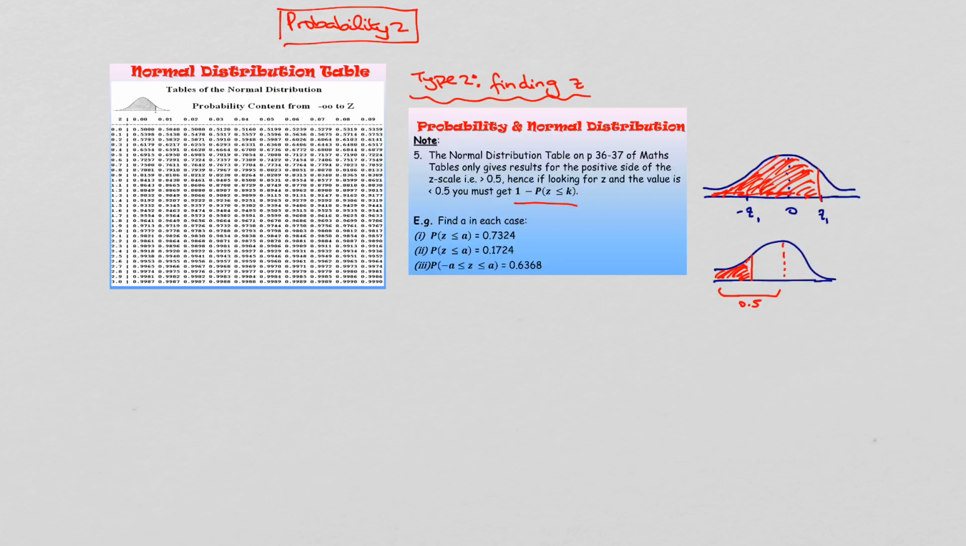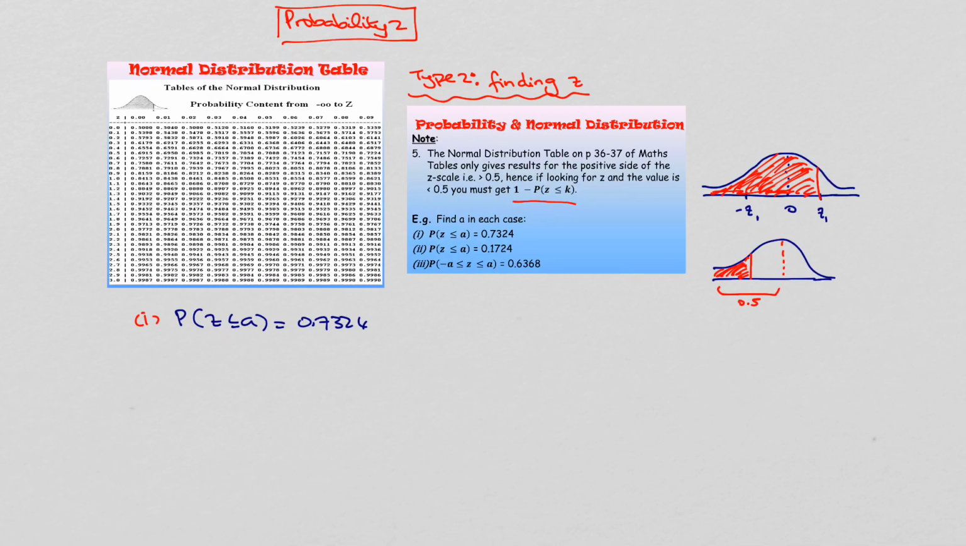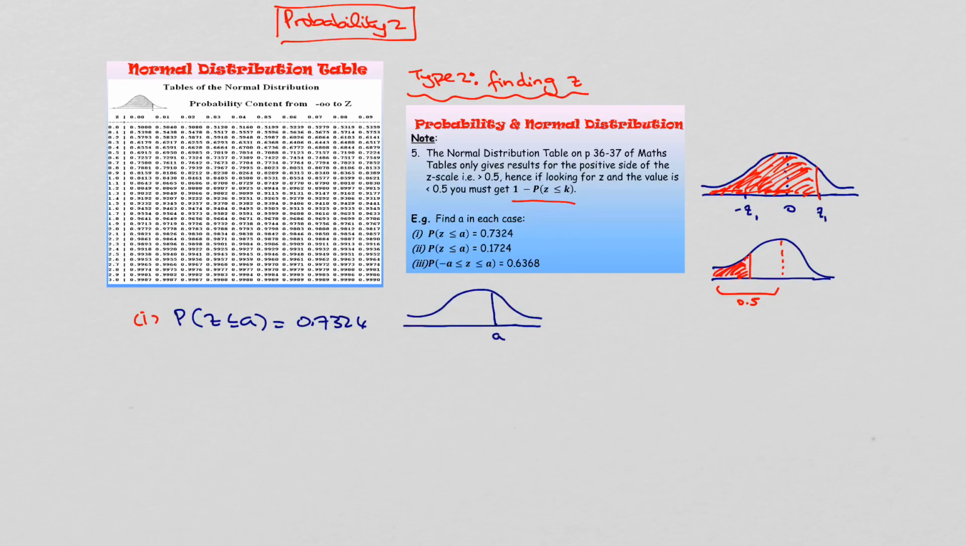Okay, so let's have a look at how we're going to do that. So we're going to go with the first one, where we have the probability that z less than or equal to a is equal to 0.7324. So again, we sketch our graph every time, and we say this is the z-score that we're looking for. So in this case they're calling it a. So we're looking for the value of a, given that all of this is 0.7324.